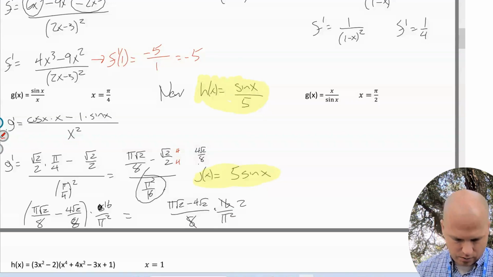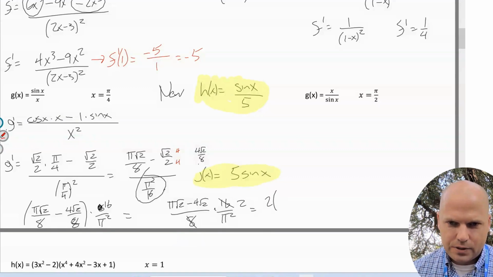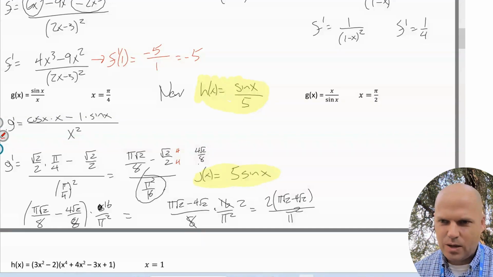Oh, brutal. And yeah, even then I don't really love that. You have 2 times pi root 2 minus 4 root 2 over pi squared. That's the answer. You guys are probably like, what?